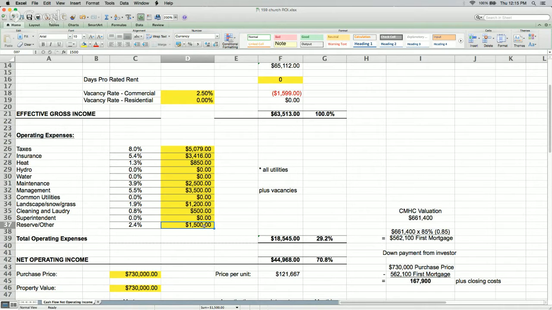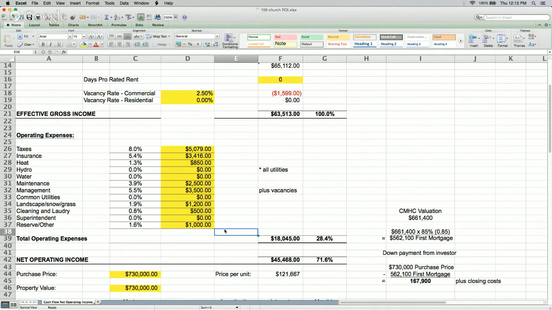So this particular property, a lot of updates have been done. So I'm comfortable myself having a little bit of a lower number here. I might even drop it to 1,000, because I know the roof has been done. I know the furnaces and the boiler system is new. I know a lot of the windows have been changed.